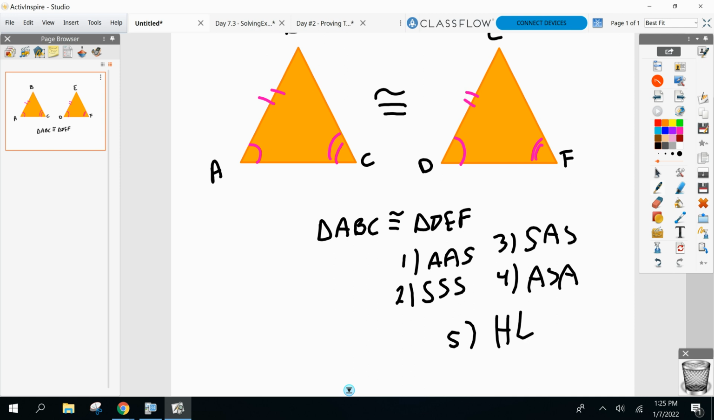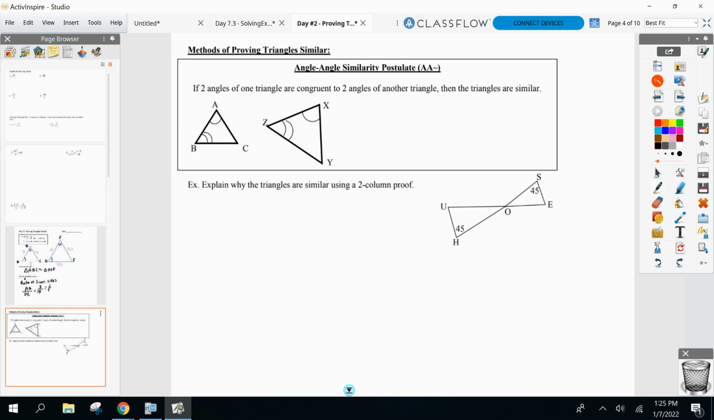Right? 5 ways to prove triangles congruent. Well, how do I prove 2 triangles similar now? 3 ways. And you guys are going to love the first way I show, which is right up on your notes. The first way to prove triangles similar is AA, which stands for angle, angle. That is all you need, kids.